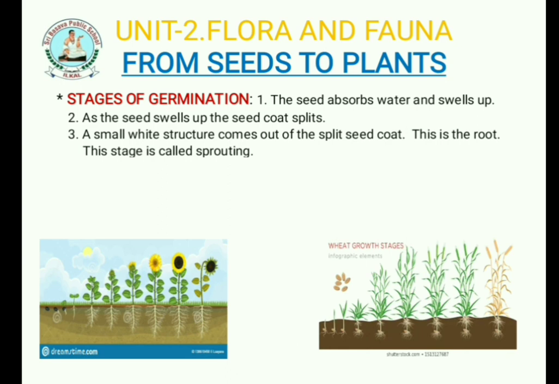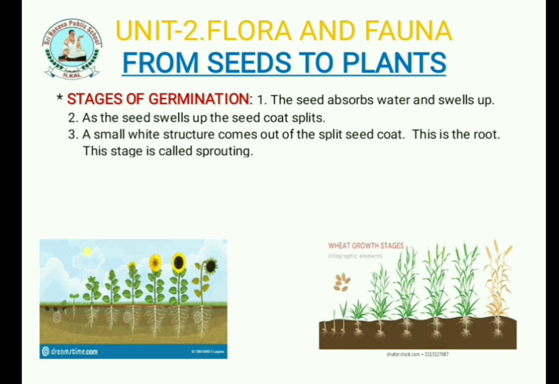So in the market, many sprouted seeds are available. Okay, green gram, Bengal gram, and next horse gram. So many types of sprouted seeds are available in the market. Have you observed that the white structures come out from those seeds? Those only we can say is sprouting.